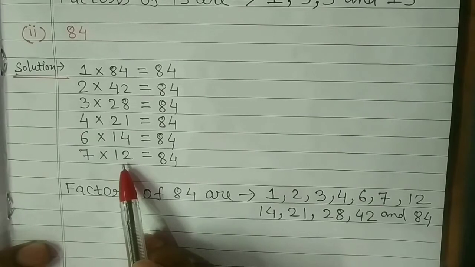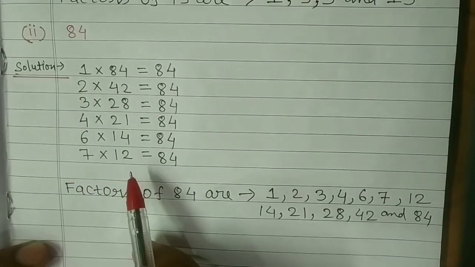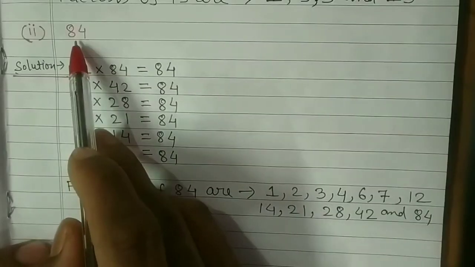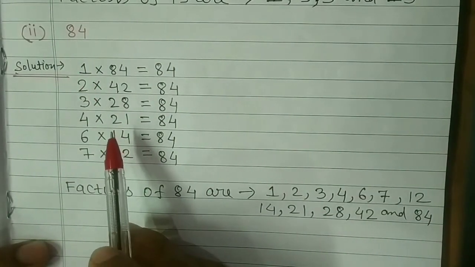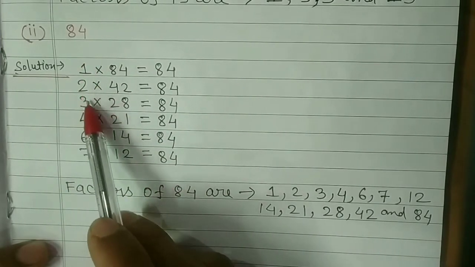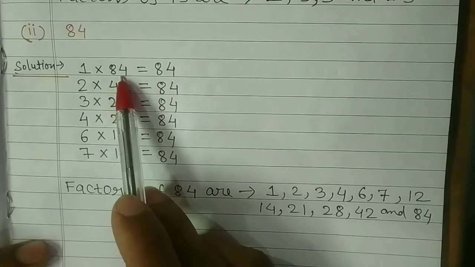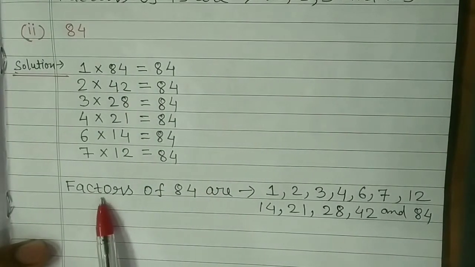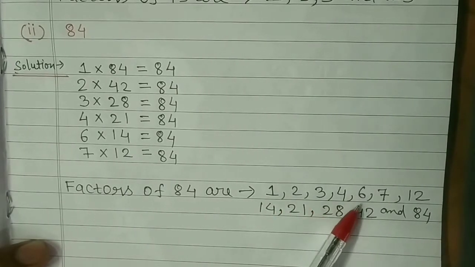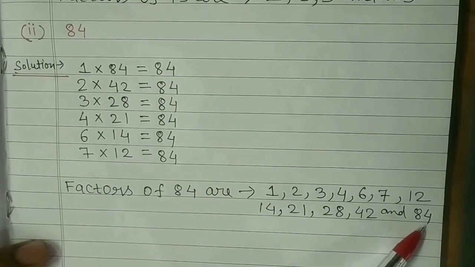As I have already said, if we get a factor that is already present here, then we are going to stop here. Why? Because in this stage we have got all the factors of the given number. So here are all the factors of this number 84. And all the factors of 84 are 1, 2, 3, 4, 6, 7, 12, 14, 21, 28, 42 and 84. Clear? So at last I have written the same thing. Factors of 84 are 1, 2, 3, 4, 6, 7, 12, 14, 21, 28, 42 and 84. Clear?